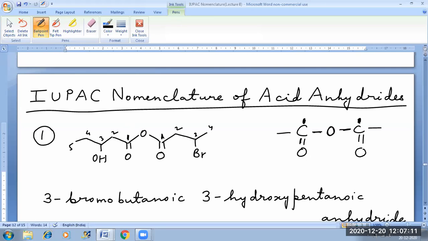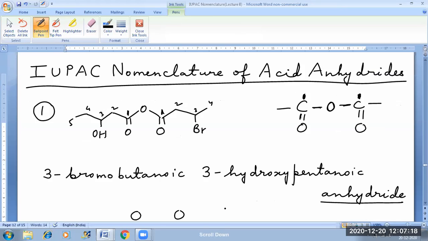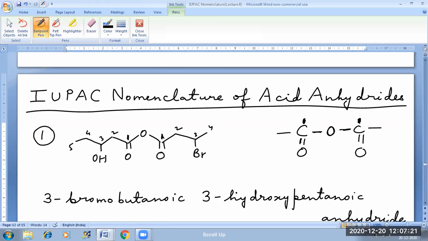Similarly, now you write 1 here again and do the numbering. So you will get a chain of 5 carbon atoms. At the third position you have OH. So it will be 3-hydroxy pentanoic. Pentanoic because 5 carbon atoms. So at a time we are dealing only with one portion of the compound. Either we are dealing with the part which is on the left hand side, or we are dealing with the part which is on the right hand side, but we will not look at both at the same time. So 3-bromo butanoic is the part which is on the right hand side. 3-hydroxy pentanoic is the part which is on the left hand side.